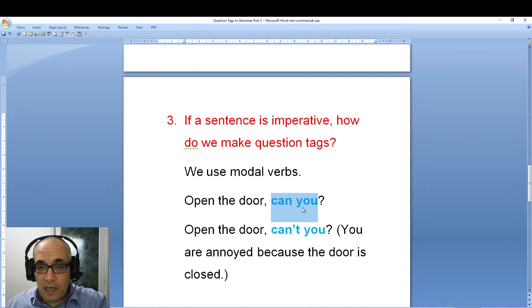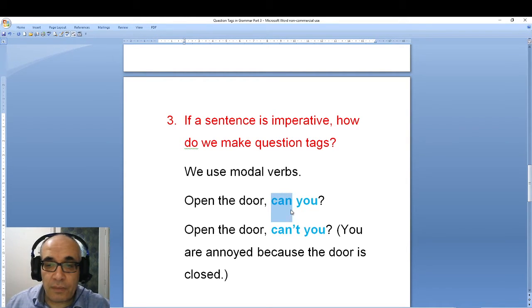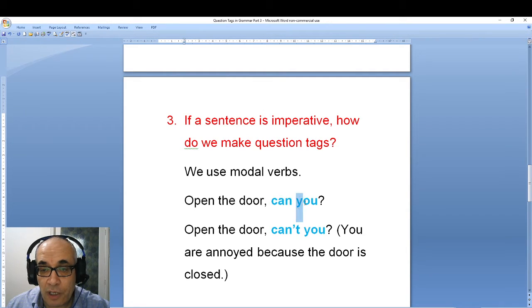Can you? I use a modal verb. Can is a modal verb. So this is a question tag. I put it at the end of a sentence all the time, and I use a modal verb here, which is can, and I put the verb can before the subject you. And as you can see here, you can use positive or you can use negative. Open the door, can't you? You are annoyed because the door is closed.